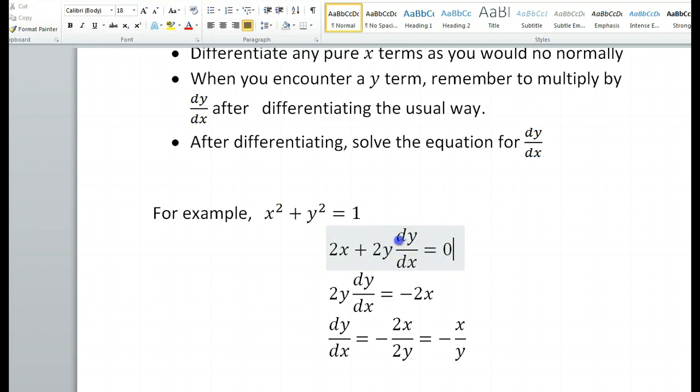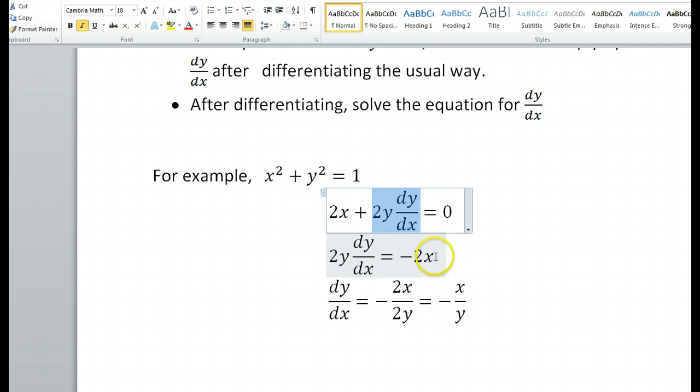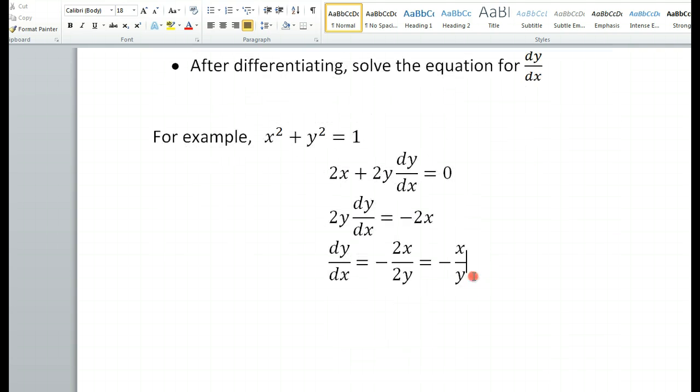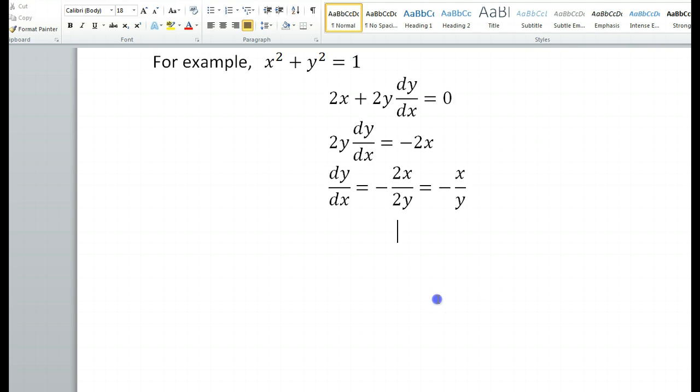Now you can see that this is just like a normal equation, except that what we need to do is solve it for dy over dx. So we isolate it, and to isolate it we take the 2x over to the other side, and that becomes negative 2x. So we have 2y dy over dx equal to negative 2x, and then we solve for dy over dx and get negative 2x over 2y. If you cancel out the 2, you get negative x over y. Okay, very good. And so that's a good example of doing that.